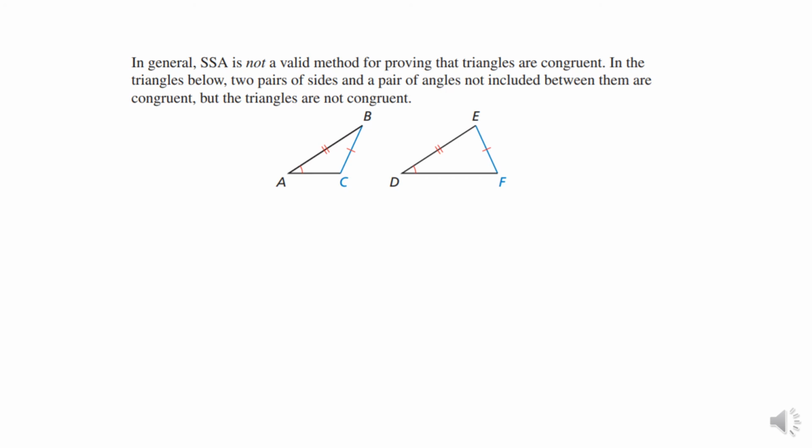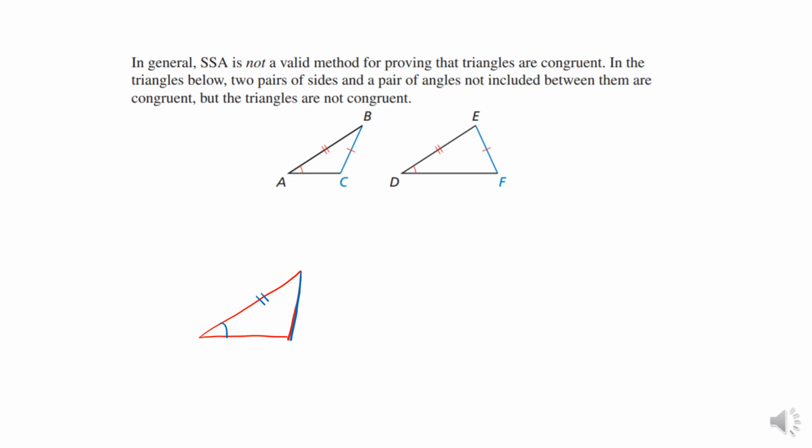In the triangles below, two pairs of sides and a pair of angles not included between them are congruent, but the triangles are not congruent. So when we were doing this with compasses, we took this side that was congruent, and I want to draw it in a different color. So this one is congruent. And we said this side is going to stay the same and this angle is going to stay the same.